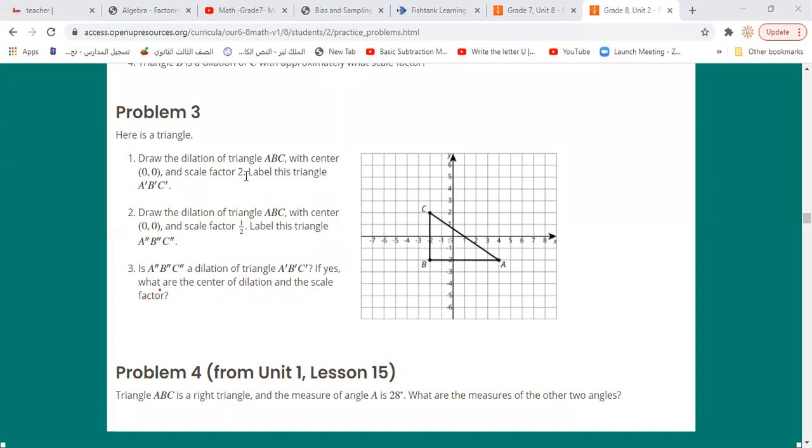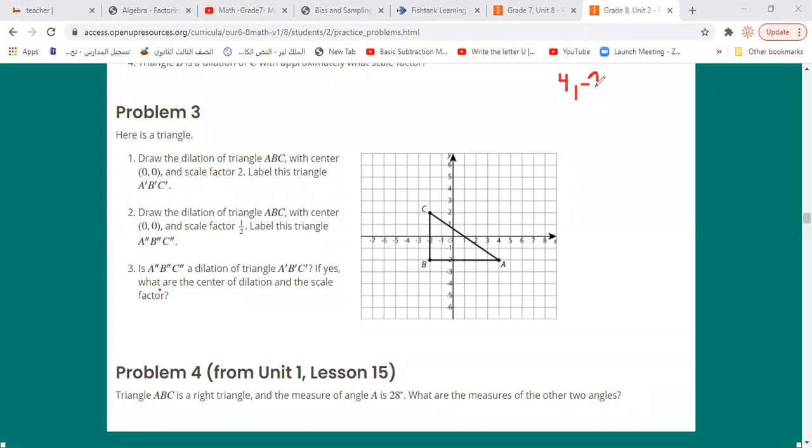So we will start first with the triangle ABC, and we want to make it with scale factor 2. Scale factor 2, will it be enlargement or shrink? Enlargement, right? First, what do we have to do? Find the coordinates for ABC. Now the coordinates for A are 4 and -2.